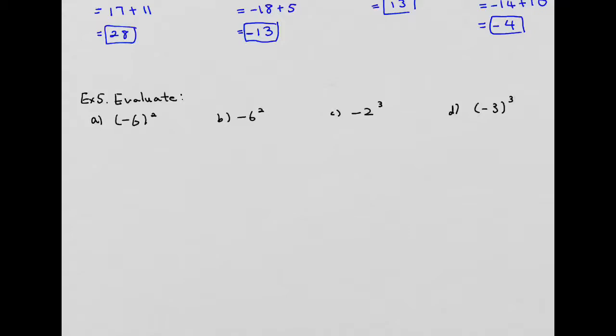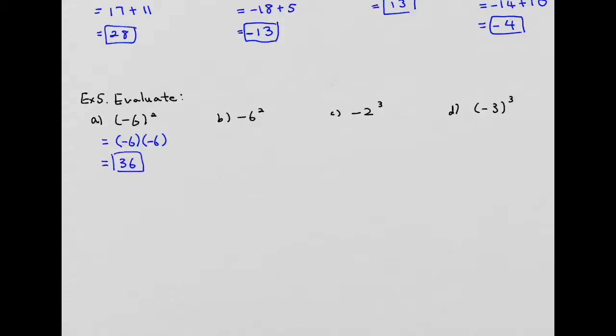Example 5, they want us to evaluate this. So evaluating exponents, you have a square. Square means that you're multiplying base 2 times. When you have a parenthesis, it means your base is the number with sign included. So this means basically multiply negative 6 twice, which you get positive 36. When you're multiplying negative even number of times, it becomes positive. Because I had 2 negatives, your solution becomes positive.